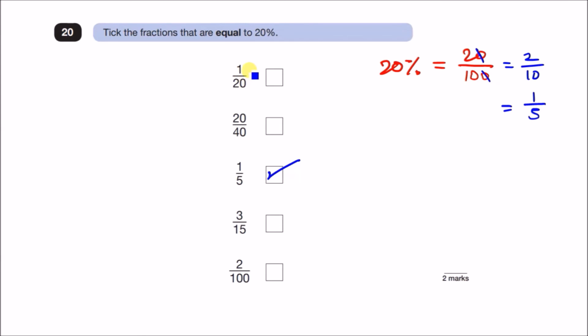Let's have a look. So you've got 1 over 20, that does not even look close, so that's false. 20 out of 40, well, cancelling down the 0, you've got 2 quarters. Cancelling down, you get a half. Definitely false. 3/15, let's have a look. Dividing both by 3, you're going to get 1/5. So yes, that's another one. And 2 out of 100, well, that doesn't even look close. Off. So the only two answers are those two.